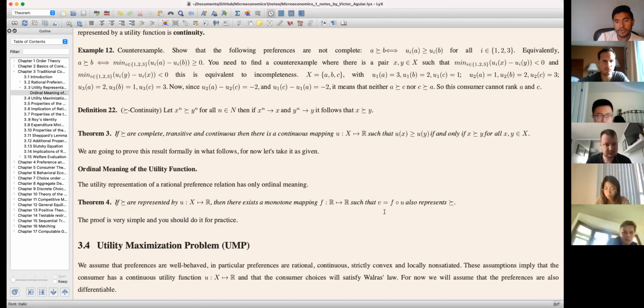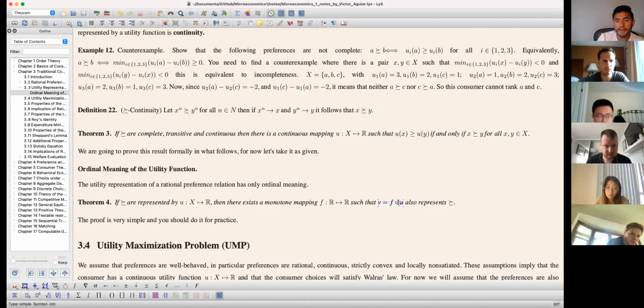So in other words, such that the composition F of U also represents the preferences. If you take, for instance, something like the cosine function, that's going to break the relation. So that's non-monotone. When I say unique utility function, it is always up to a monotone transformation, right? So there is no cardinal meaning at this stage. There is only ordinal meaning, okay?